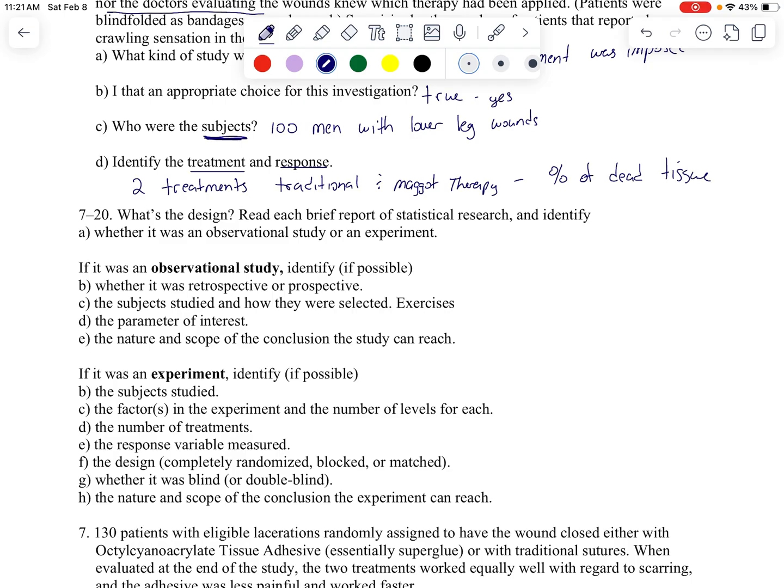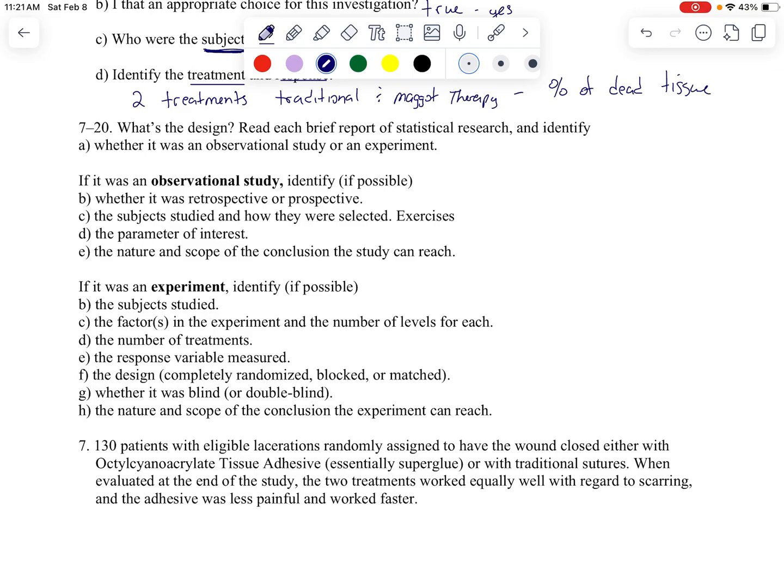Okay, all right. So in numbers 7 through 20, and I think I only assigned 7 through 20, this is what we have to do for all of these. These are somewhat lengthy problems because of the questions that we have to ask. The first thing is to determine whether it is an observational study or an experiment. Question A will be the same on every single one of them. If it was an observational study, then I'm going to answer questions B through E. If it was an experiment, then I will have to answer questions B through H to do this exercise.